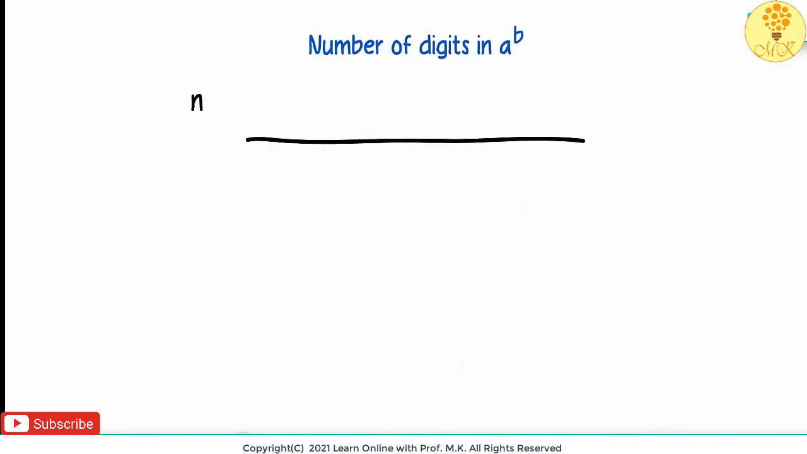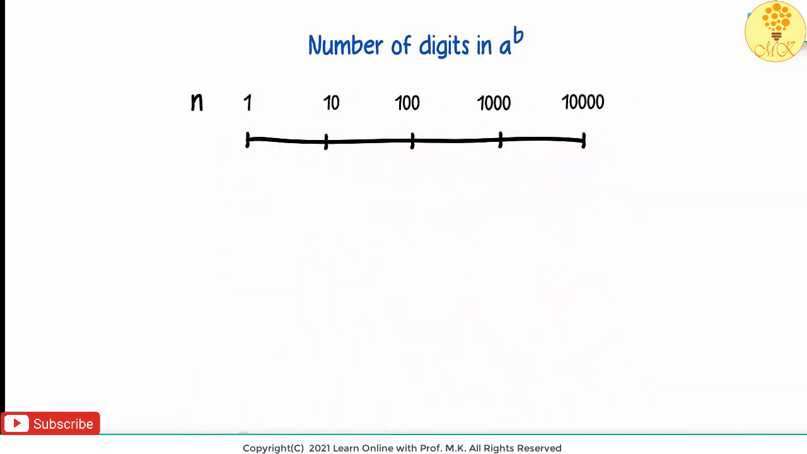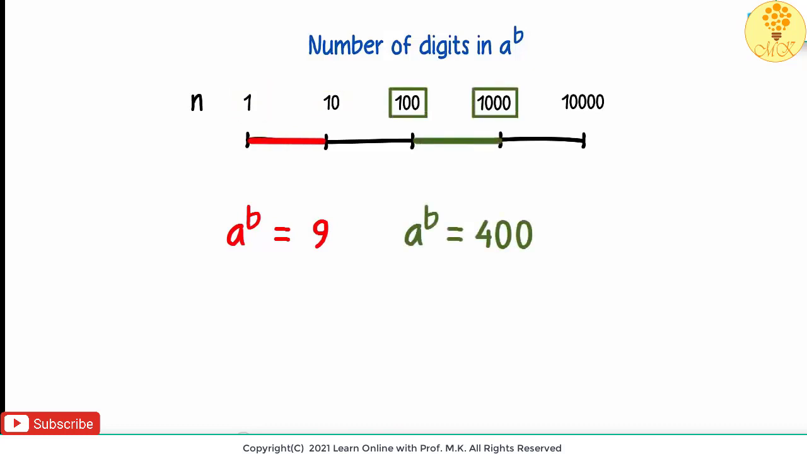Can we use logarithms to find the number of digits in a to the power b? Say the number is n. Let's represent the possible values of n using a scale. Now we make equal units with multiples of 10 so that we cover a range from 1 to 10,000. So if the number a to the power b is 9, it'll lie between 1 and 10. If it's 400, it'll lie between 100 and 1000.